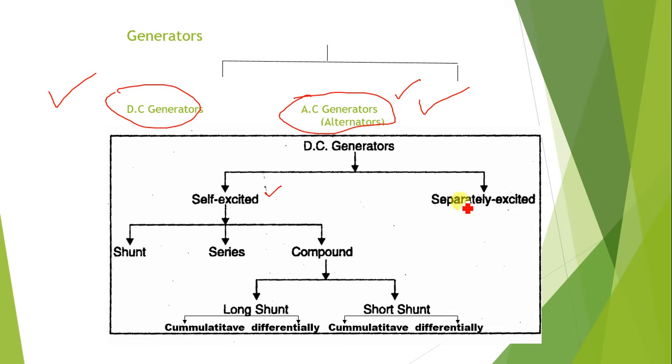Basically, the second classification is based on field coils, which are also called excitation coils. So this classification is based on field coils. One is self-excited, and the second one is separately excited. In the case of separately excited, you require an additional supply. Let us check this diagram.